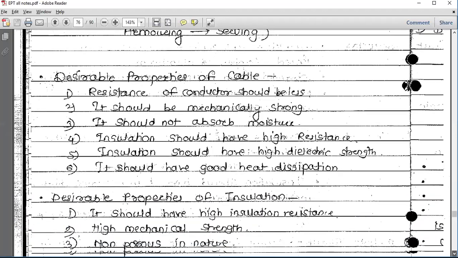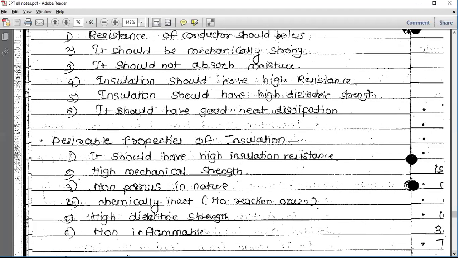Then next, desirable properties of insulation that we are using in cable. The first one is it should have high insulation resistance. Then the second point is high mechanical strength. Then it is non-porous in nature. That means any moisture content doesn't go inside the insulation. That means it should be non-porous. Then chemically inert, no reaction occurs. That means no chemical reaction can take place in the insulation. Then higher dielectric strength, it should have higher dielectric strength. Then non-inflammable. That means it cannot catch fire easily.